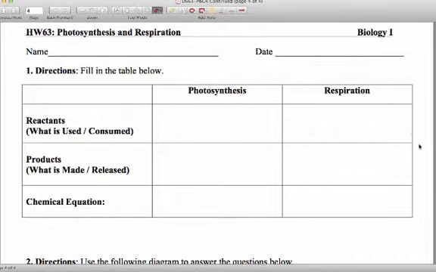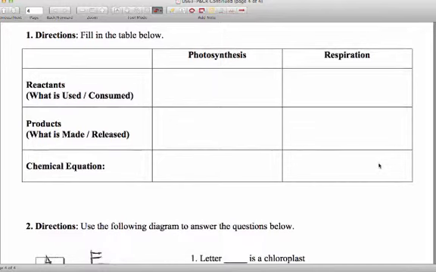Let's go ahead and dive in and look at question number 1. Question number 1 is one of my favorites, and I can guarantee you that you're going to see something similar to this on an assessment coming up real soon.